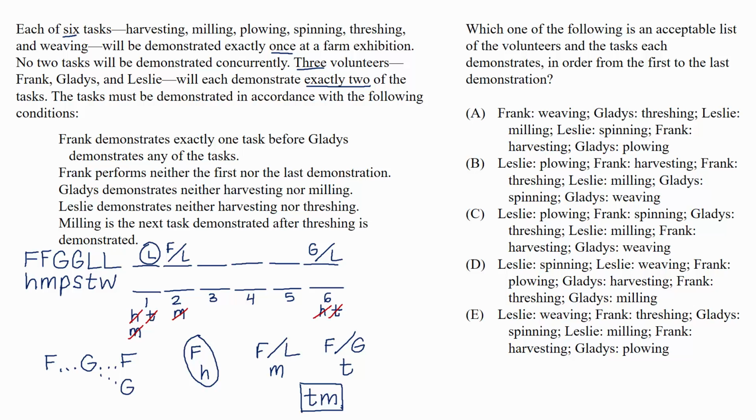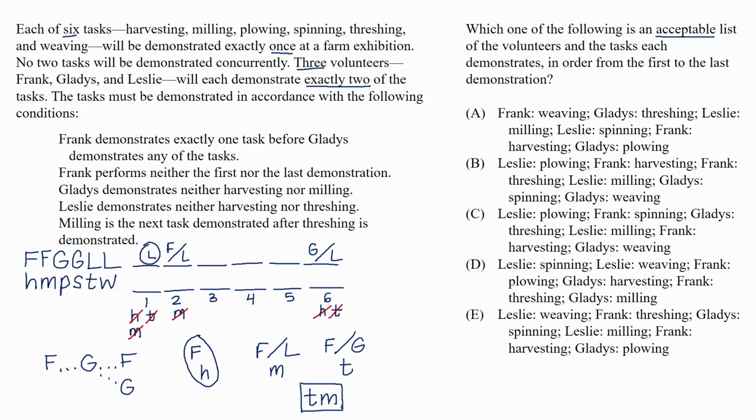By the way, if you would like to try the questions on your own before I explain them to you, feel free to pause the video at any moment so that you can do that before I move to the explanation. Our first question is an overview question. It asks which one of the following is an acceptable list of the volunteers and the tasks each demonstrates in order from the first to the last demonstration.